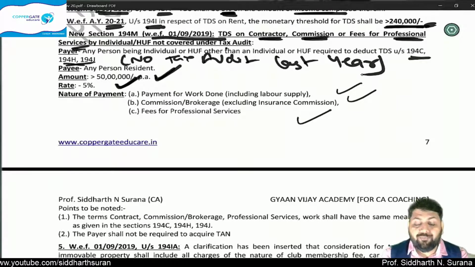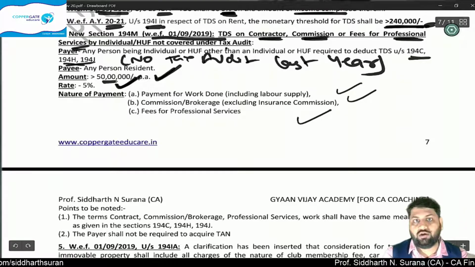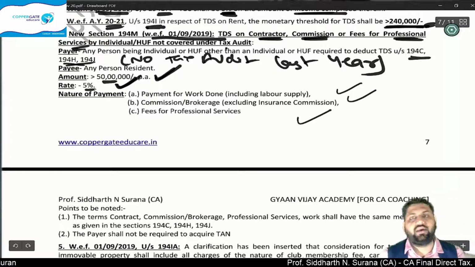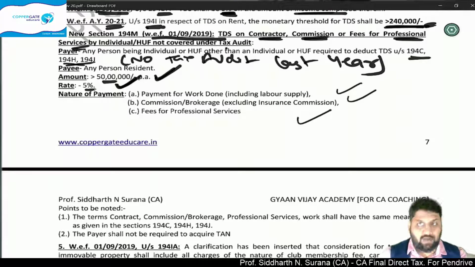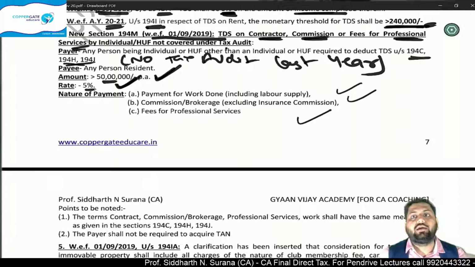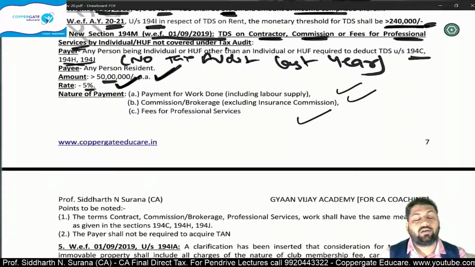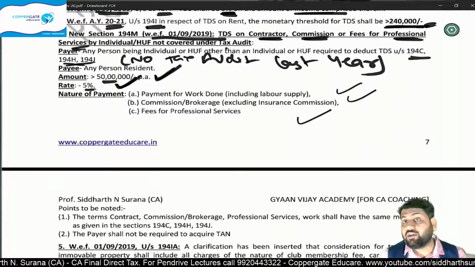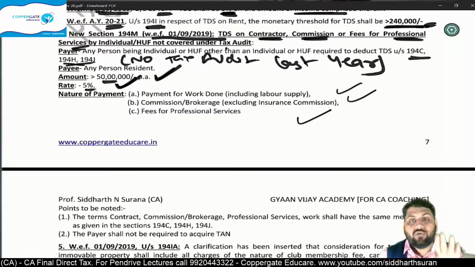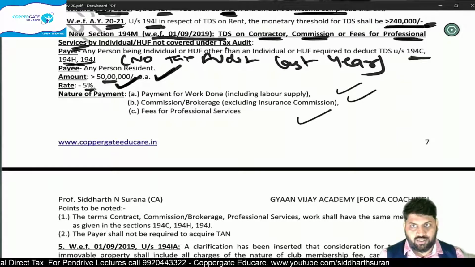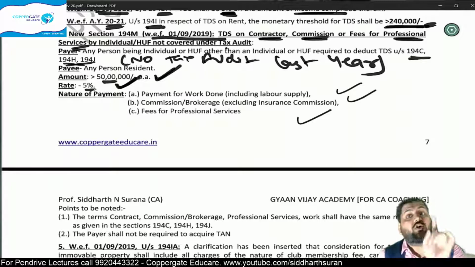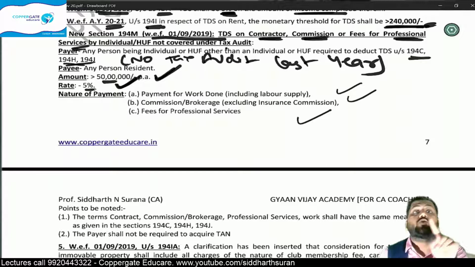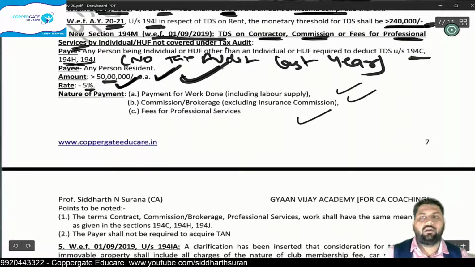So now, if the payment is exceeding rupees 50 lakh, a huge amount, then 5% TDS will get attracted. If you are making payment exceeding rupees 50 lakh, then 5% TDS will get attracted on contractor payments, commission as well as professional fees for those individuals and HUFs not covered under tax audit. By the way, company, firm, AOP, LLP will all deduct under 194C, H and J. Individual HUF covered under tax audit will also deduct under those sections. Individual HUF not covered under tax audit will get deduction responsibility over here.